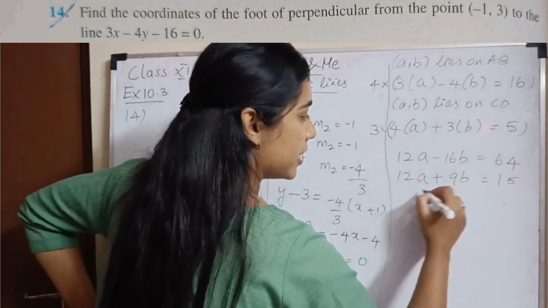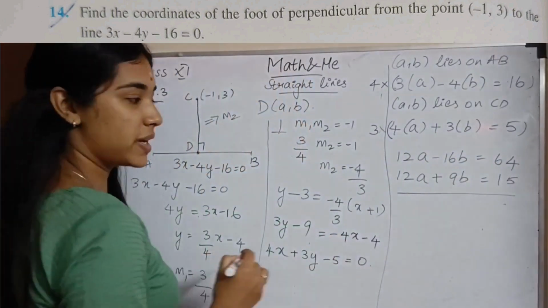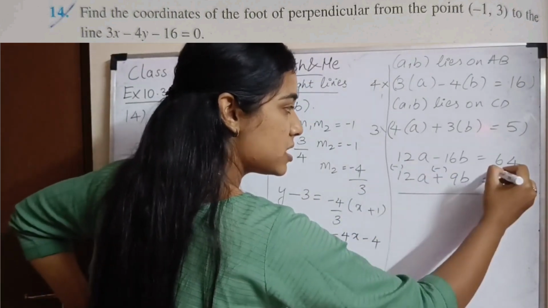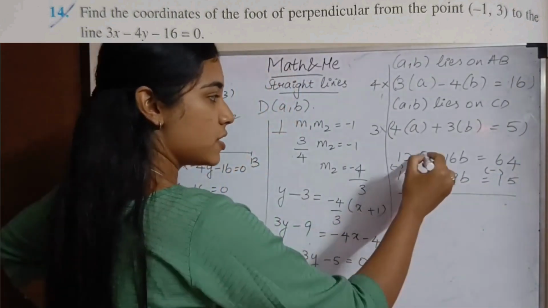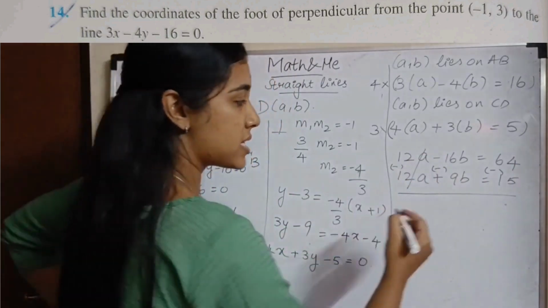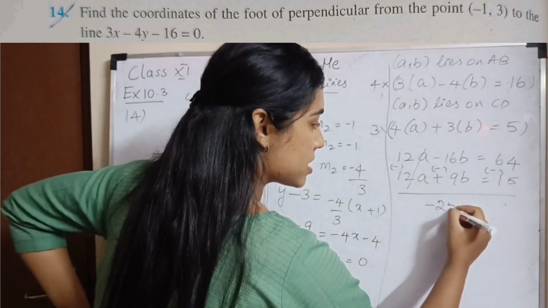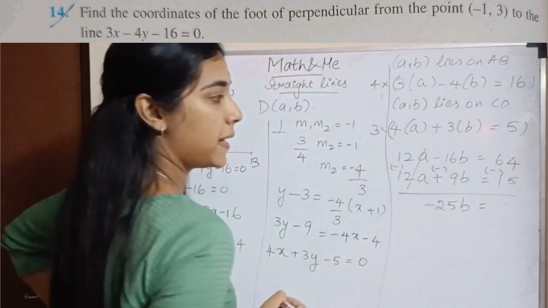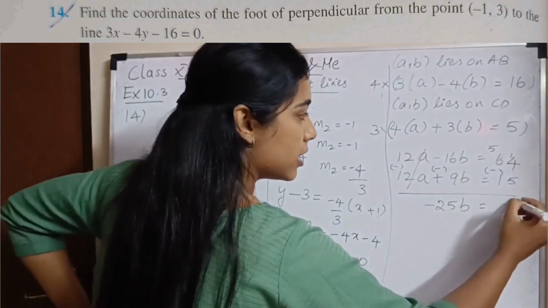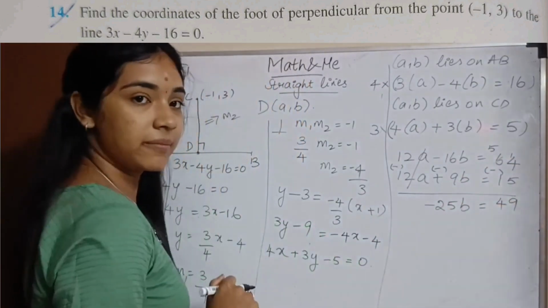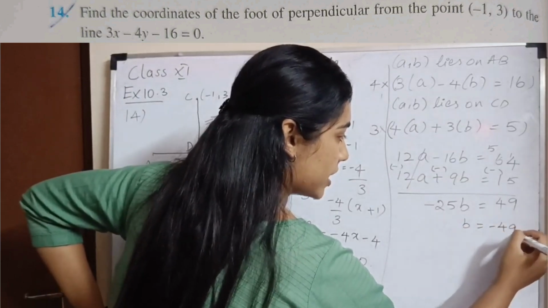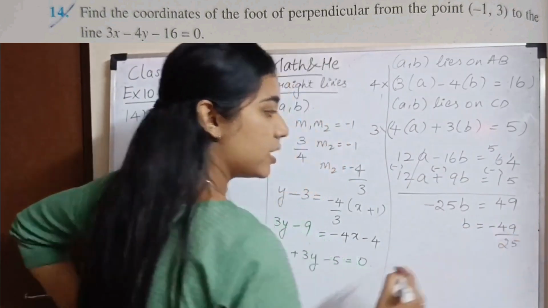equals 15. So what happens when I subtract? This becomes minus, and this becomes a minus. So this particular thing goes off. You have minus 16 minus 9, which is minus 25B equals, what do you have? 49. So B is minus 49 divided by 25.